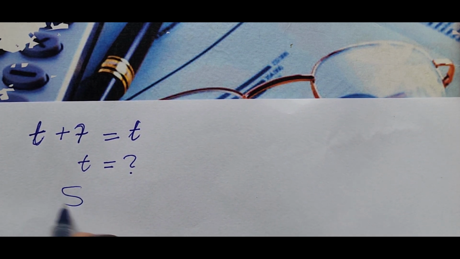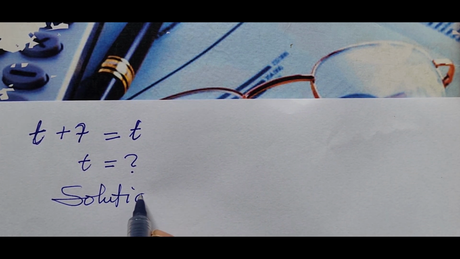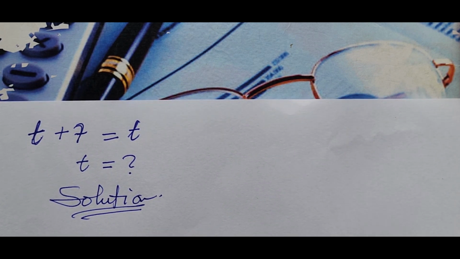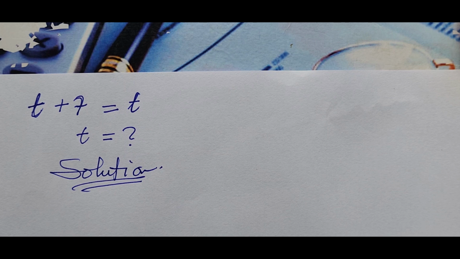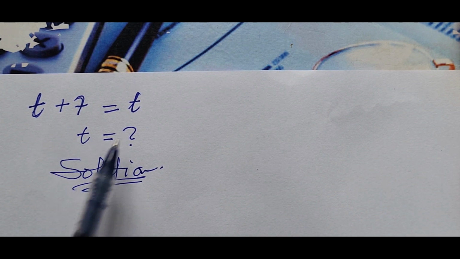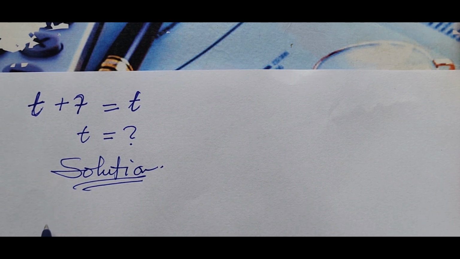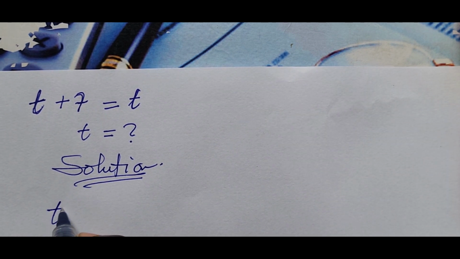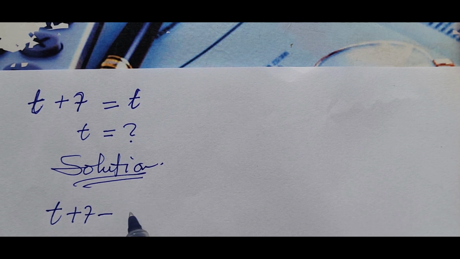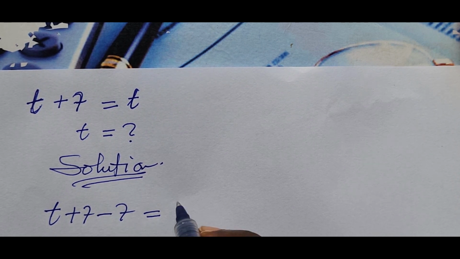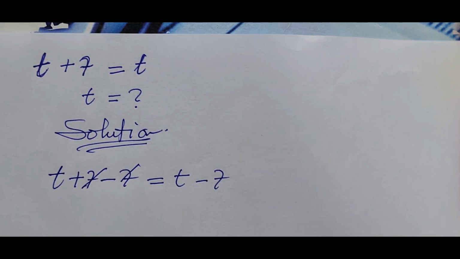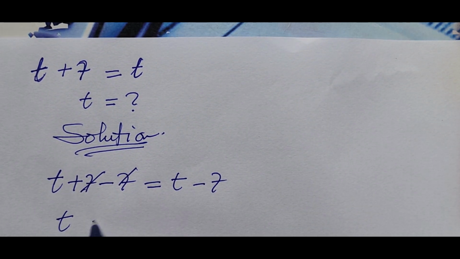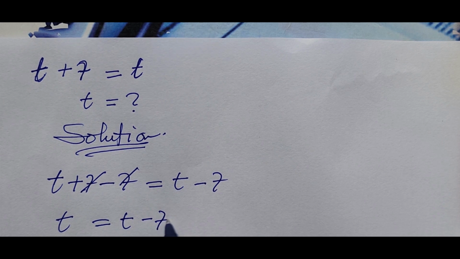So let's take our solution first. If we take our solution, let's see what to do with this. The first thing we're going to do here is very easy. We're going to take 7 from both sides of this equation. If we do that, this is going to give us t plus 7 minus 7 equals t minus 7. And so this and this will leave. So we now have t is equal to t minus 7.